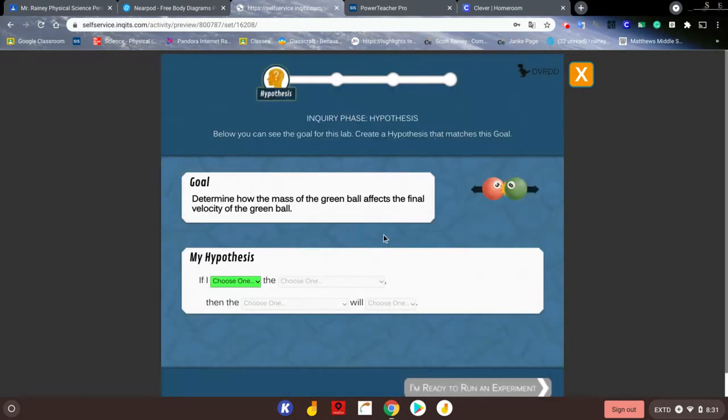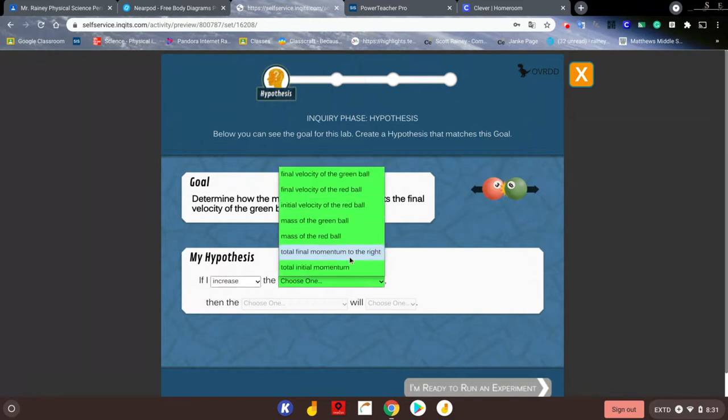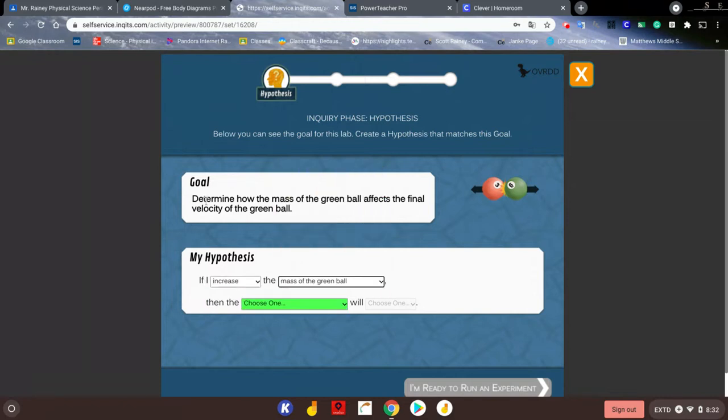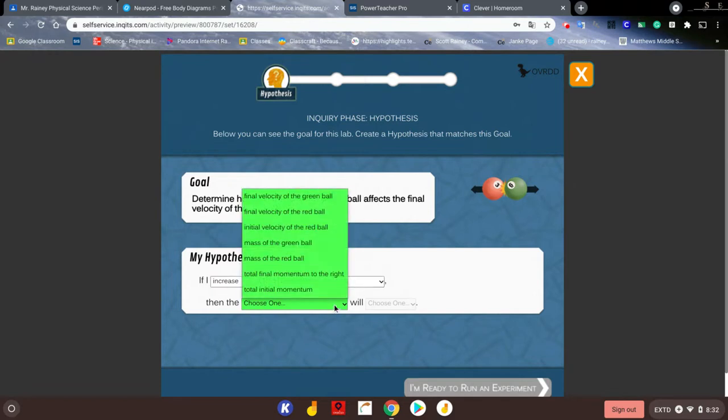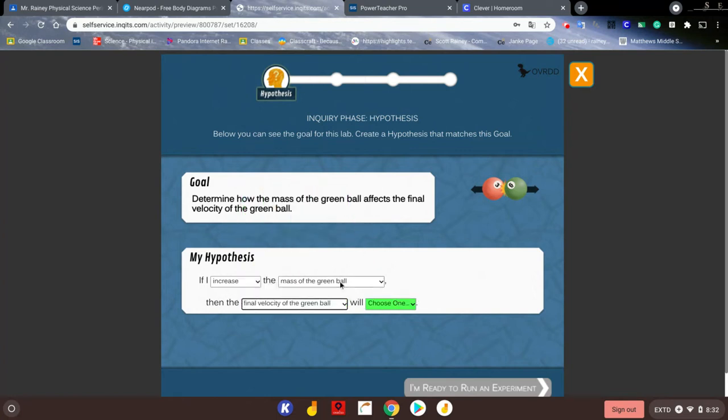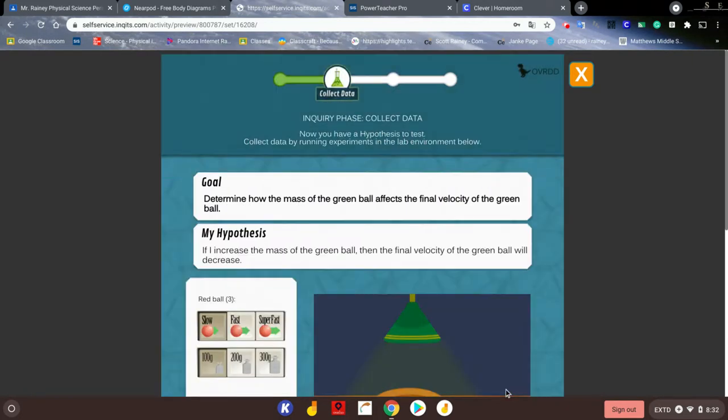Okay, so we're going to determine how the mass of the green ball affects the final velocity of the green ball. We can choose to either increase or decrease. In this case, I will increase the mass of the green ball because that's my goal. If I increase the mass of the green ball, and they want to know the final velocity of the green ball, I think because it's heavier, it's going to be harder to move, so it's going to decrease. That's my belief. All right, so I'm going to run the experiment.